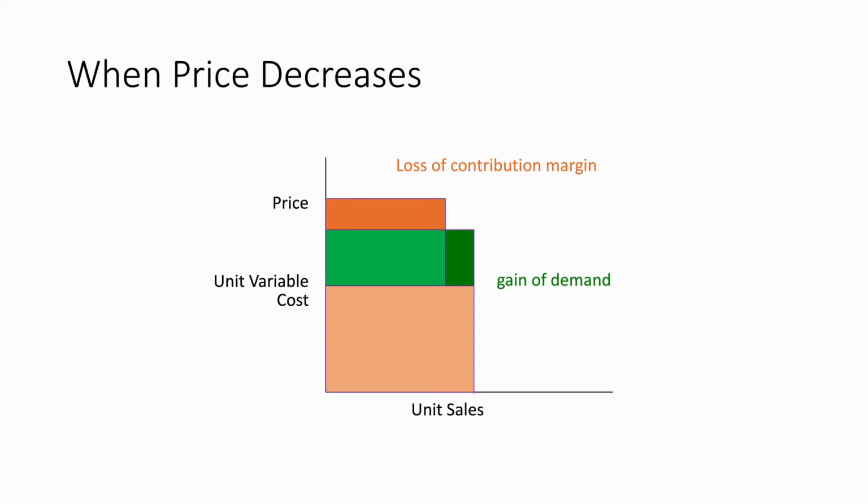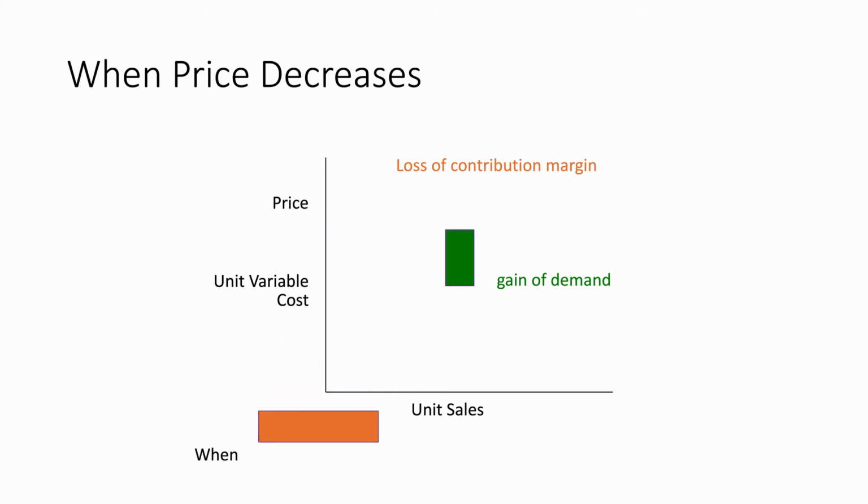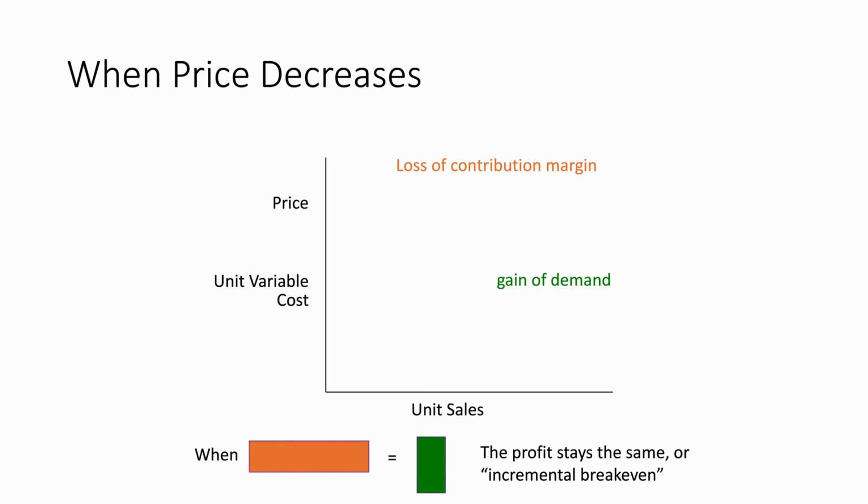because of demand. An incremental break-even analysis is designed to examine the trade-off between the loss of contribution margin and the gain of demand. When these two blocks are equal to each other, we call this scenario incremental break-even. That is, the profit stays the same because the loss and the gain are equal to each other. Now, that's the scenario when the price decreases.